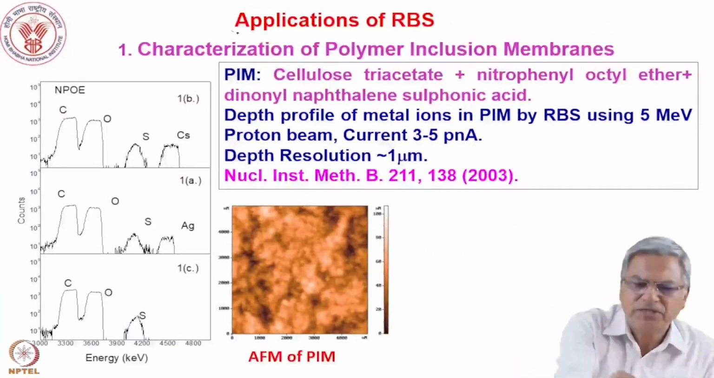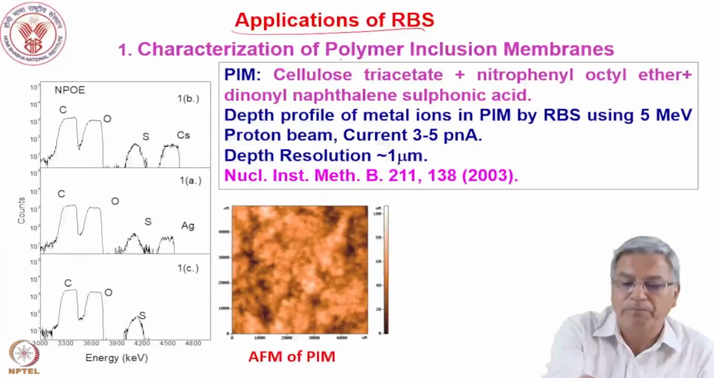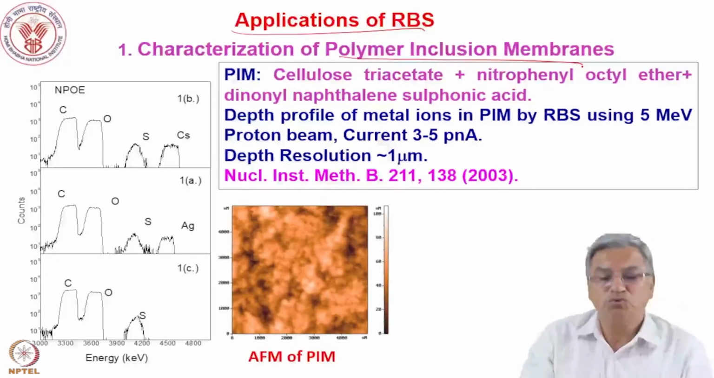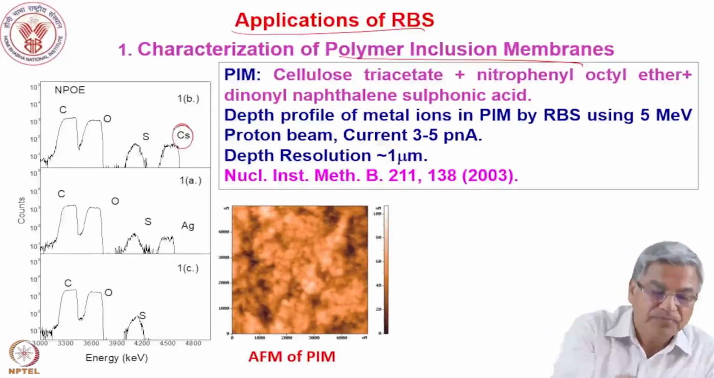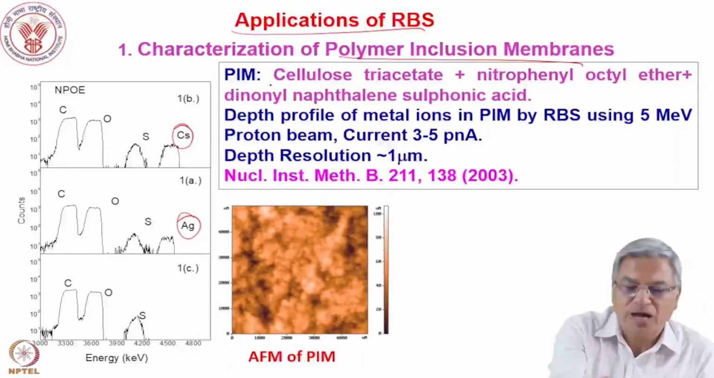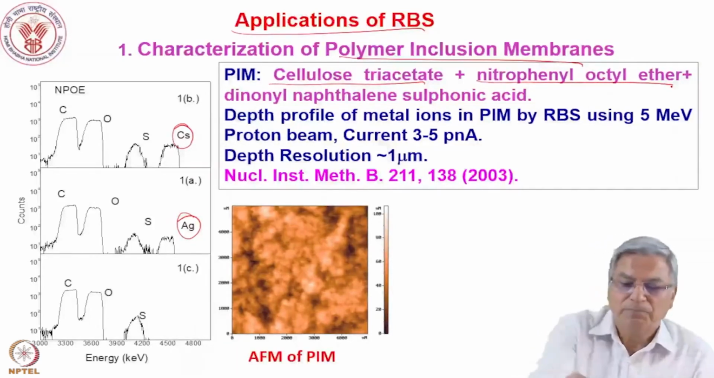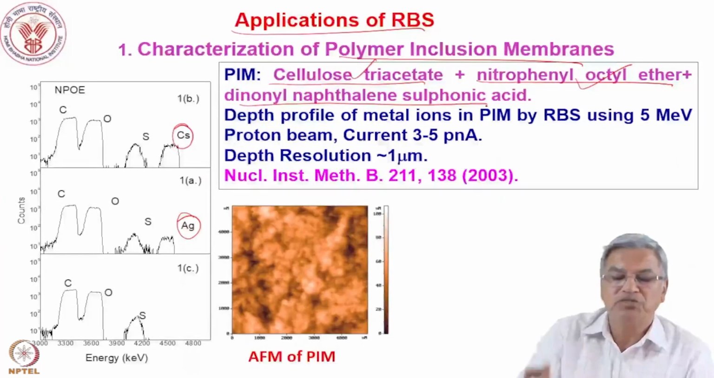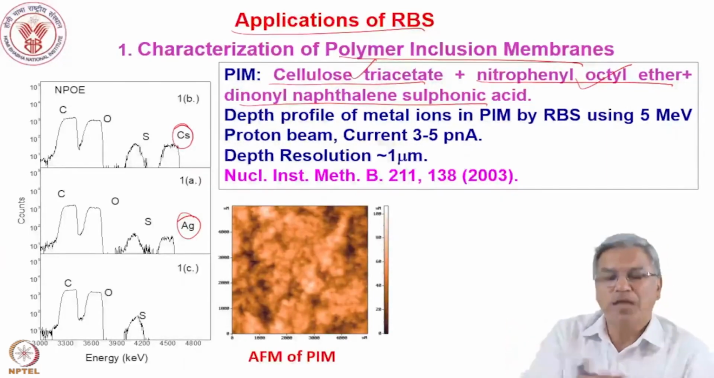So some of the applications of RBS: this is a polymer inclusion membrane. These membranes are used for separation of metal ions like cesium and silver from the aqueous solution. The constituents are cellulose triacetate, which is the bulk material, nitrophenyl octyl ether, which is a plasticizer, and this is the carrier molecule which will take the cesium, dinonyl naphthalene sulfonic acid. And with these polymer inclusion membranes, you can take up cesium.